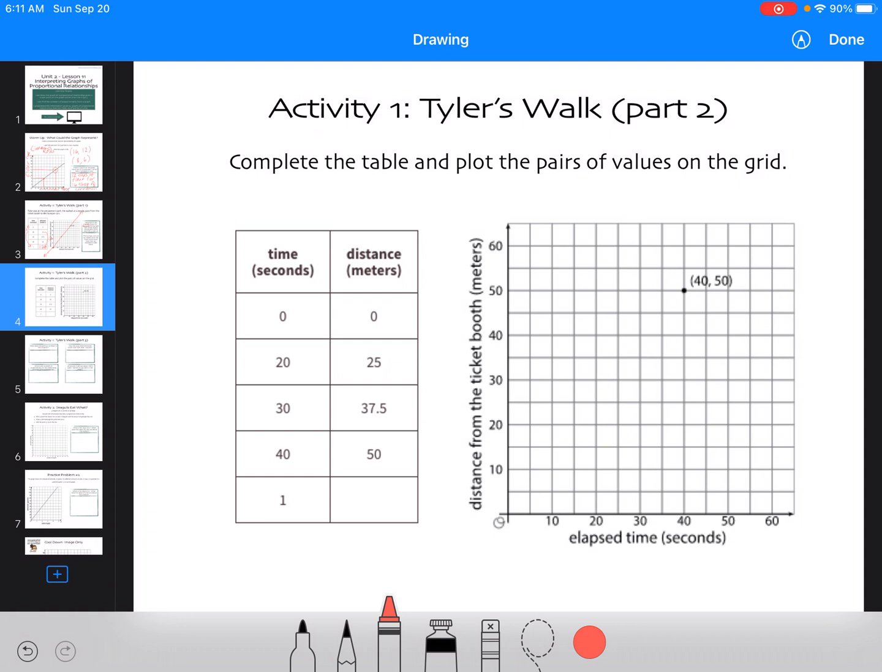Then it says complete the table and plot the values on the grid. Well, we kind of already did that in the last slide. So we know this is 1.25. We know this is 0. We knew that we could do 20, 25. We know we could do 40, 50.